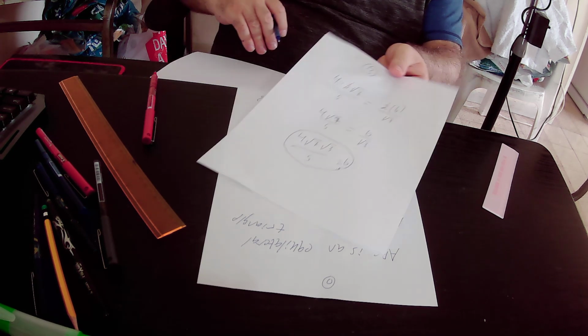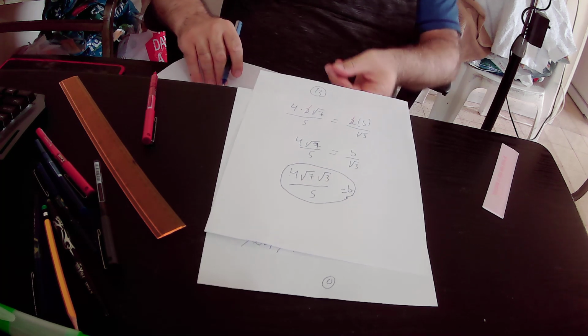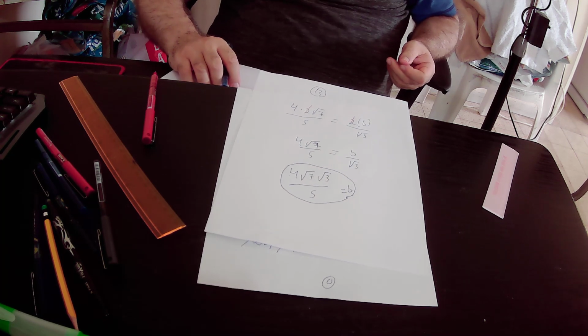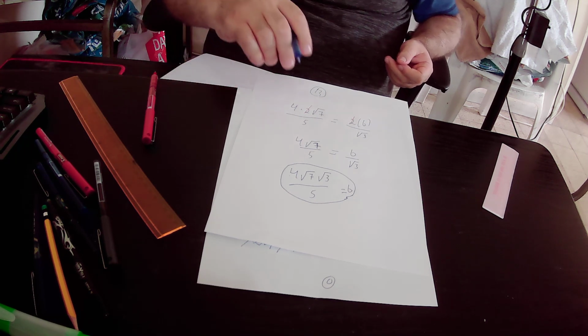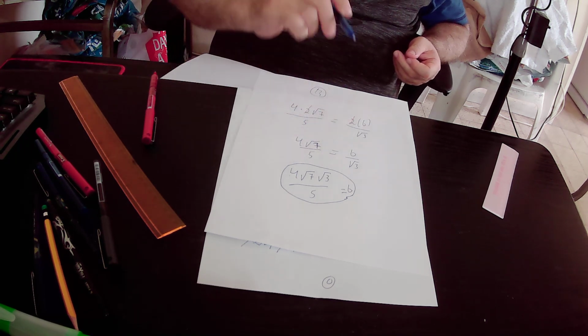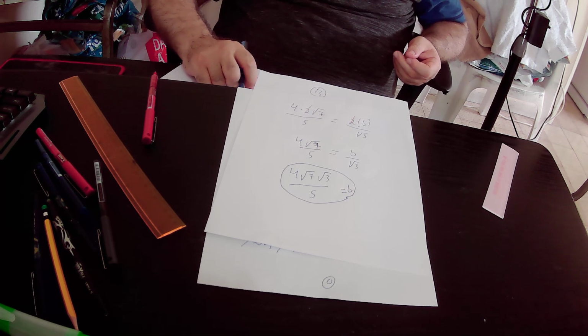So we found the value of B. The value of B equals 4 times root 7 times root 3 over 5.